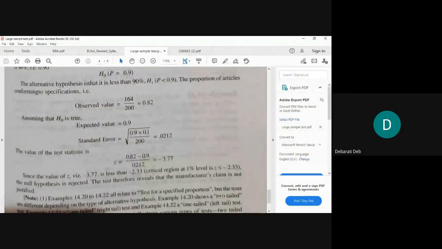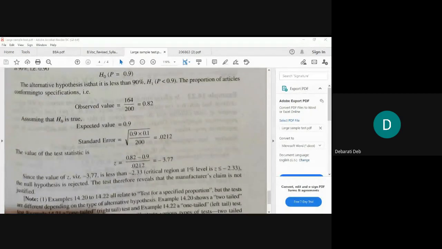Okay. Have you got this answer? Minus 3.77. Tell me whether, when you have completed, minus 3.77 you're getting or not. Tell me. Ma'am, it's okay. Okay.